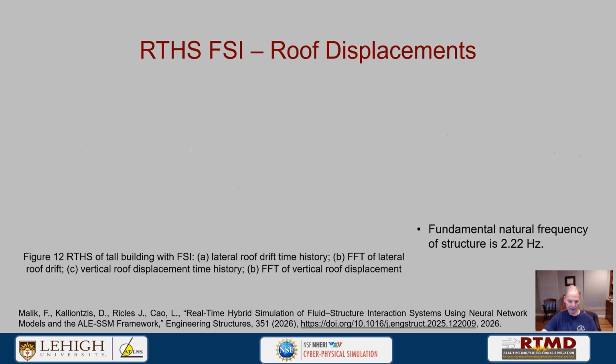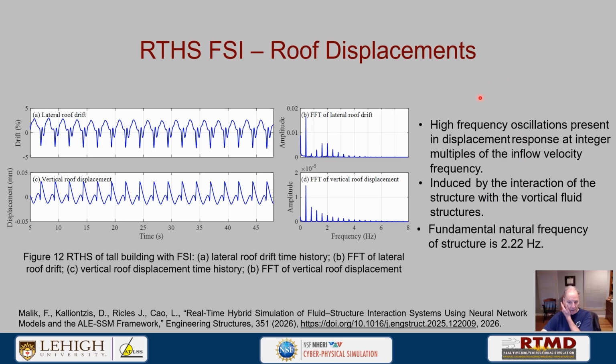Let me go to the next slide and explain this here. These other quantities are high frequency oscillations at integer multiples of the inlet velocity frequency. This occurs in fluid structure interaction. This interaction is induced by the structure of the vortical fluid occurring. There's actually vortex shedding here. So this is in the lateral direction. This is in the vertical. The vertical tends to decay at the higher frequencies. But the lateral, again, this is a dominant frequency for the fluid loading.